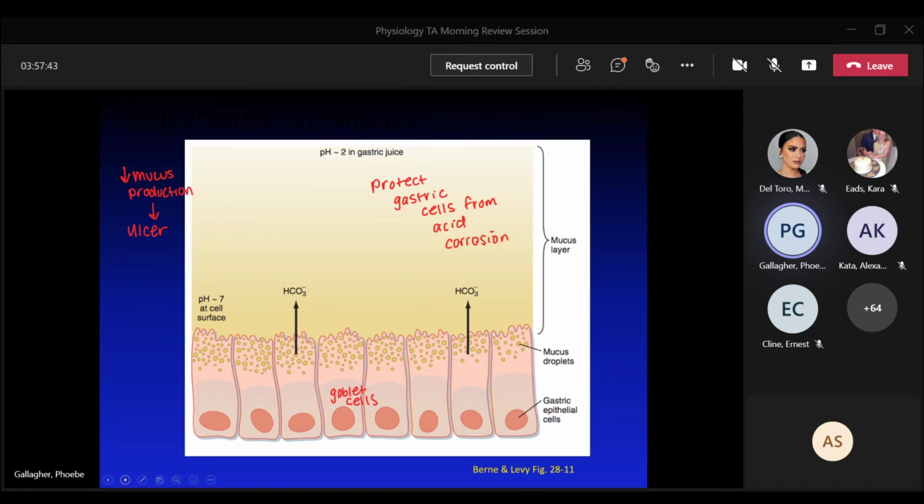Okay, in order to protect your stomach, it is responsible for secreting a mucus layer. This mucus layer is going to prevent gastric HCl from coming down and destroying your tissue. So you need to make sure that your goblet cells, which are in your stomach, are the ones responsible for secreting mucus. You've also got other cells that are going to be secreting bicarbonate as well. So it's a combination of bicarb and mucus that are going to protect your cells from acid corrosion. If you have a decrease in mucus production, you're more inclined to get a stomach ulcer as a result of that.